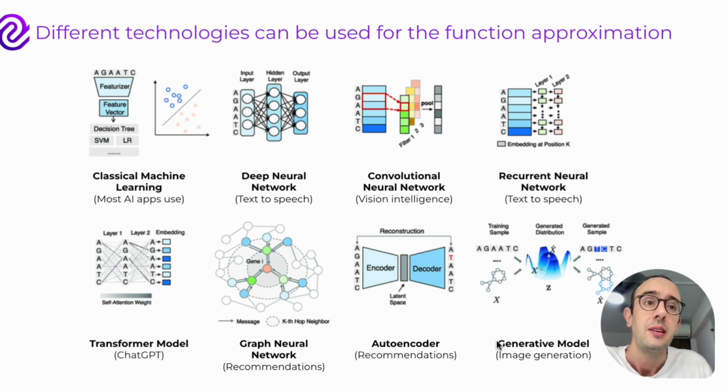Generative models are used in stable diffusion, like image generation, where it creates some brand new image that's never been seen before. So these are all technologies that can be used as part of that function approximation. And they're better suited to different things. If you try to use one of these in a different category, it will not perform as well, essentially.